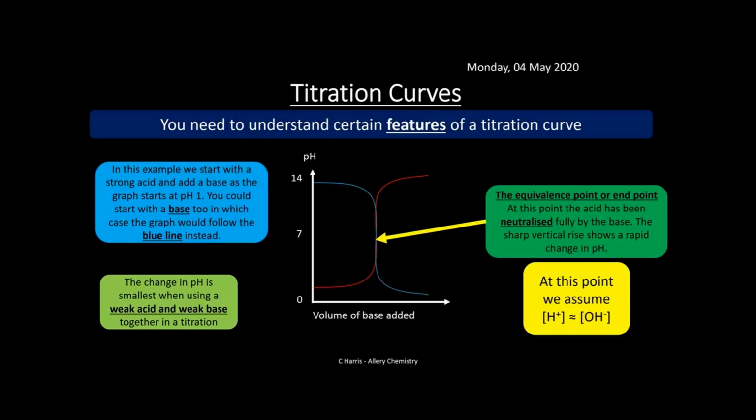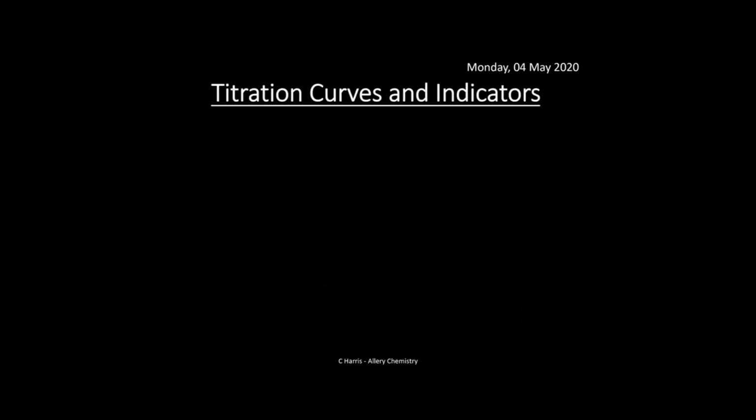And so in this example, with the blue line, what we're seeing is we're starting off with a strong base in the conical flask, and we're adding an acid. So the strong base has obviously got a high pH, and that starts off high. As we add the acid from the burette, it starts to drop, and you get a massive change in pH, and eventually, all of a sudden, it becomes more acidic. So this is just showing the other way around. It is very important, which way the graph goes will tell you what's in that conical flask.